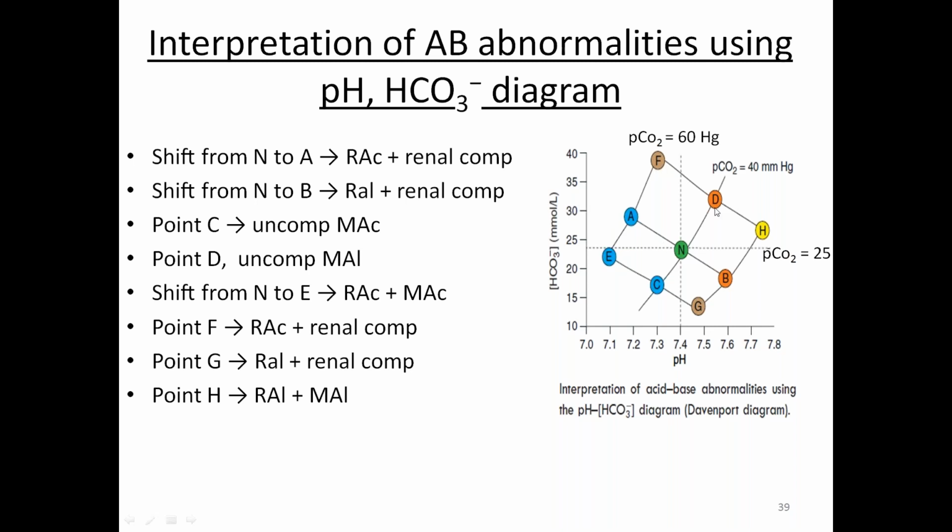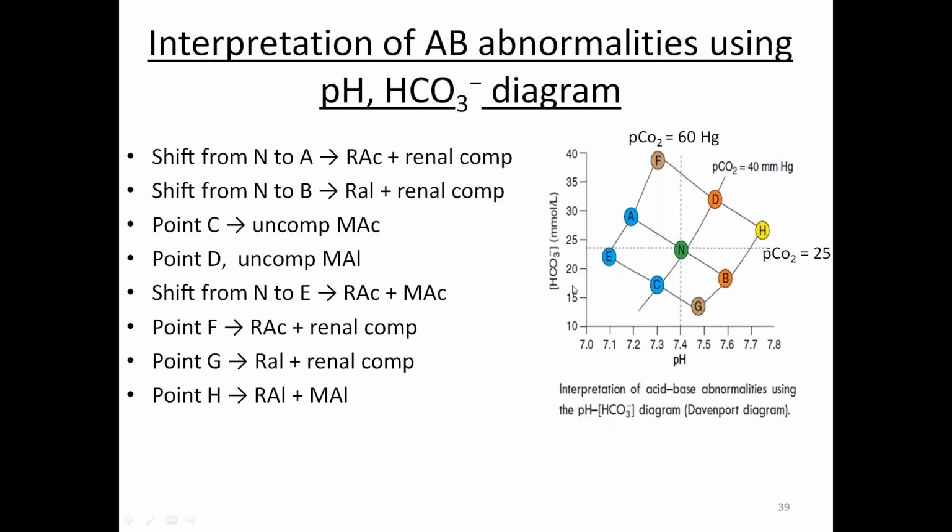Now look at the shift from N to B. What is happening here? From normal pH, you are going towards increased pH. So definitely a case of alkalosis. Yes. Now look at PCO2. PCO2 is becoming lesser than 40. Yes, it's going towards 25 in fact. So this is moving towards alkalosis.